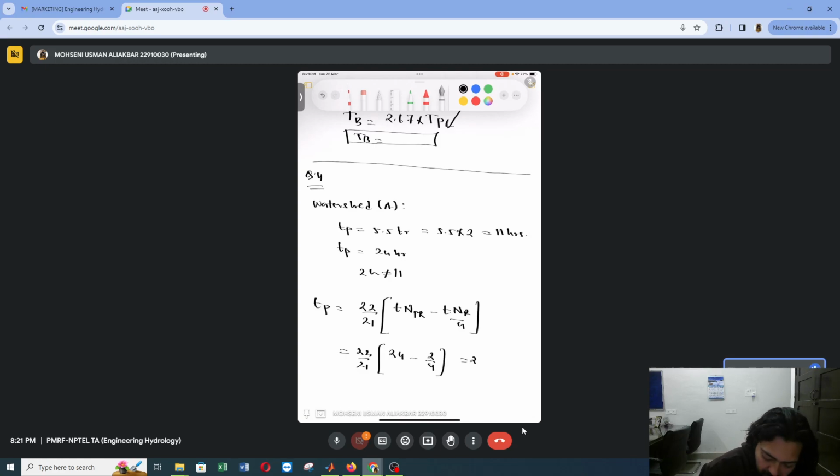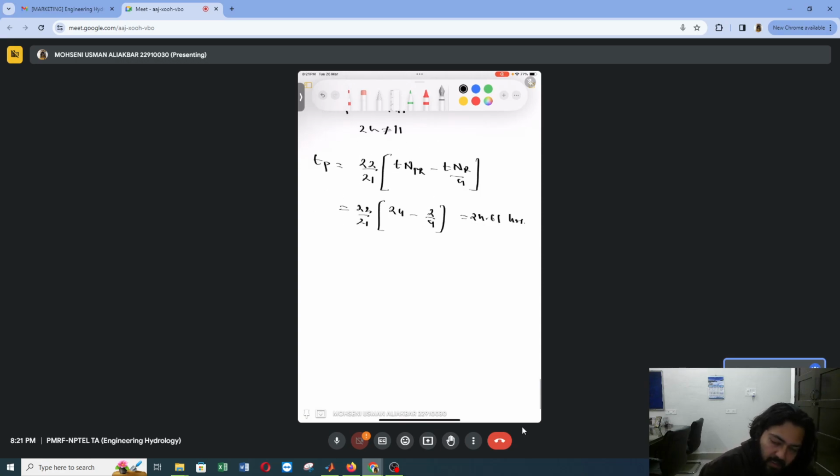So this gives us the value of 24.61 hours. So this is the adjusted value of time to peak. Since now we know this value and we know the geomorphological characteristics of watershed A, we can calculate the coefficients of CT and CP, right?